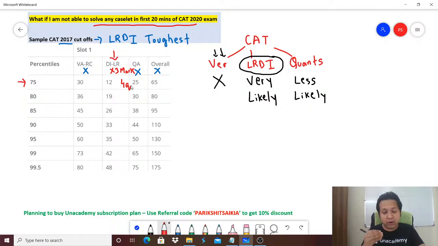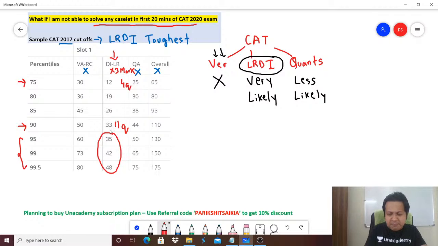And remember, 4 out of 32. Look at the 98 percentile. Just 11 questions. If anyone would have solved 11 out of the 32, you would have ended up with a 98 percentile. And look at these last 3 numbers, 35, 42 and 48. Immediately, something should strike your mind. The first thing is, between a 90 and a 95th percentile, it was just a difference of 2 marks, which is not even one question, in LRDI.